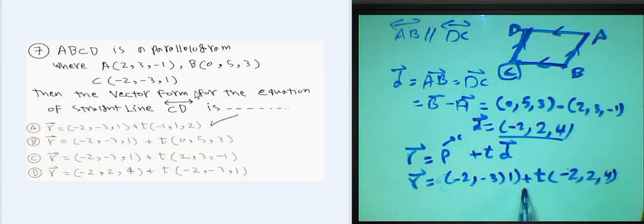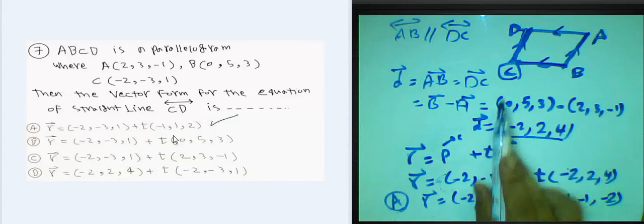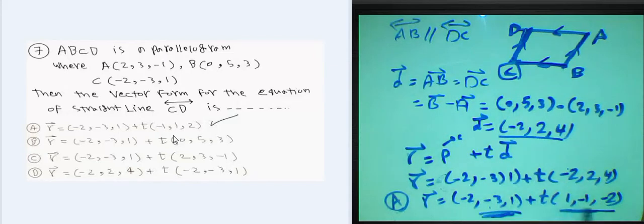We can write here, choose number 1, by factoring out negative 2 as a coefficient to simplify this example: (negative 2, negative 3, 1) plus t multiplied by (negative 2 divided by negative 2 equals 1, 2 divided by negative 2 equals negative 1, 4 divided by negative 2 equals negative 2). Then the result will be letter A: the point C (negative 2, negative 3, 1) and the vector (1, negative 1, negative 2). Choose letter A for this example.